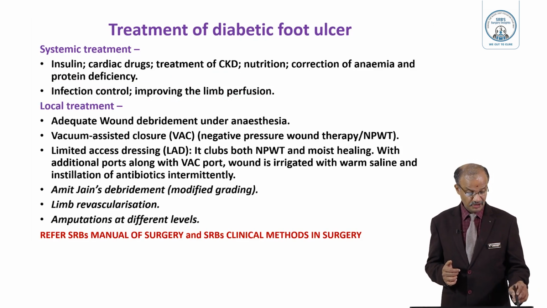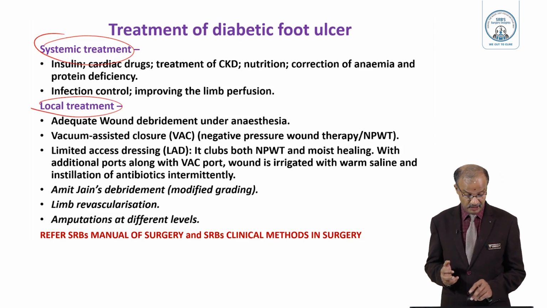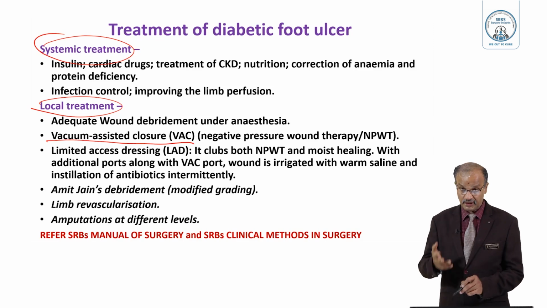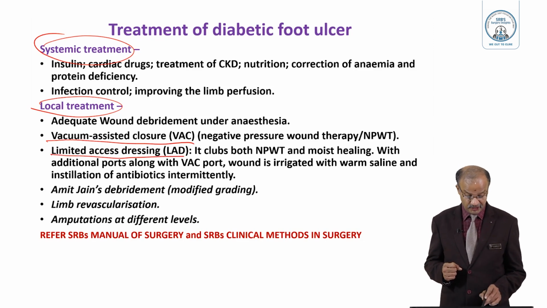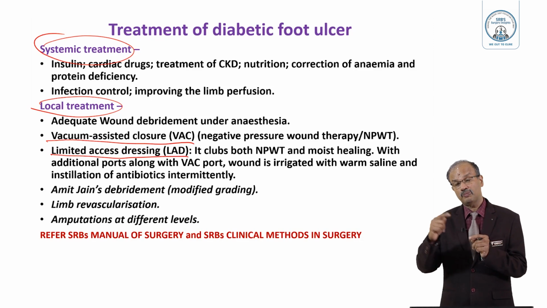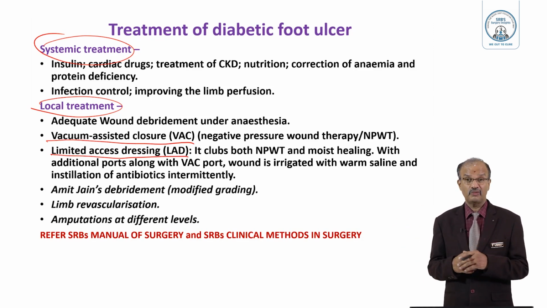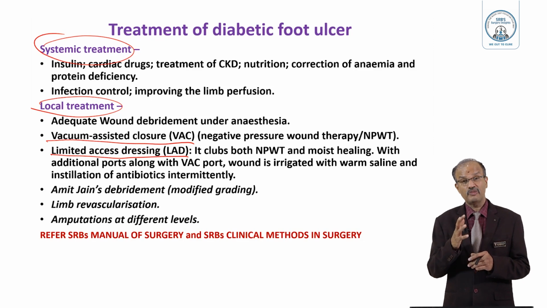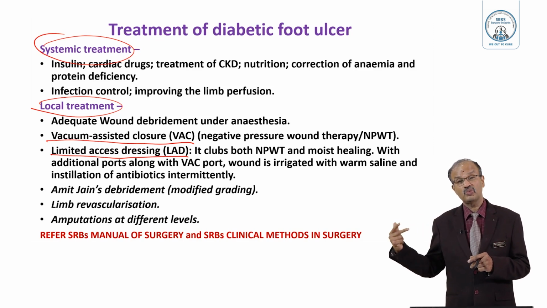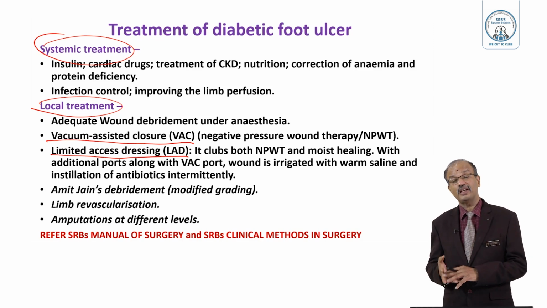Local treatment, so systemic treatment, local treatment. Adequate wound debridement under anesthesia is very important. Vacuum assisted closure, I already told. Negative pressure wound therapy is a short note. Limited access dressing, this is the difference between the vacuum therapy and this one. Vacuum therapy has one outlet. Negative pressure, I have shown that photo. Whereas in limited access dressing, along with vacuum therapy, one or two more outlets are there where you irrigate. So it's a dry dressing plus intermittent wet dressing.